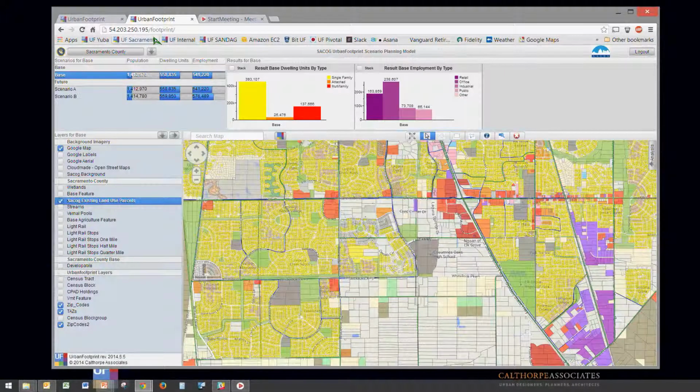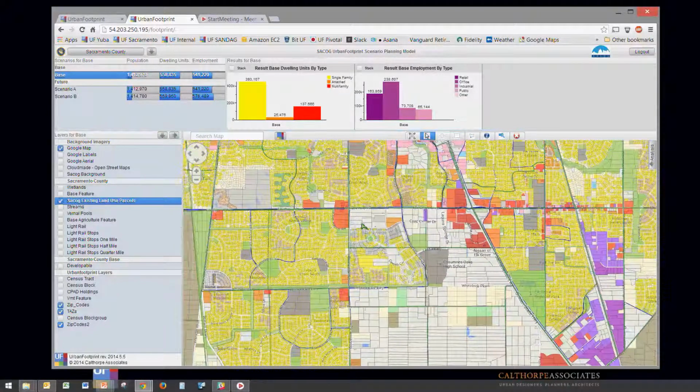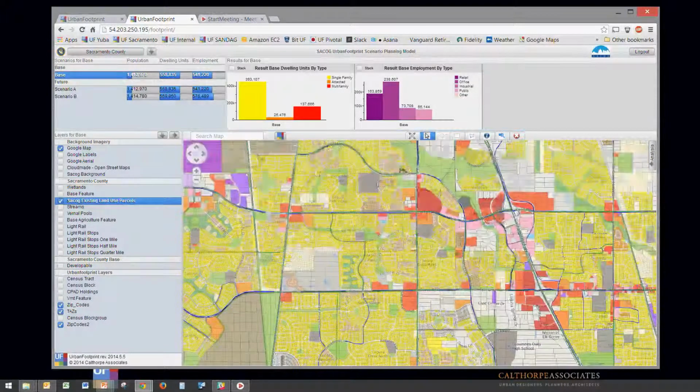By no means do we want to be replicating very complex climate models, sea rise change, and things like that, but we can be ingesting that information. And in one way, I think you guys can see my screen right now. This is just a shot of UrbanFootprint. This is Sacramento County.